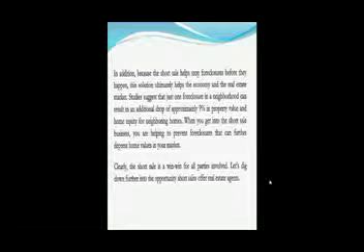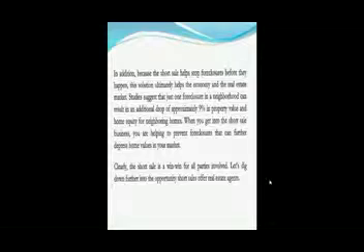In addition, because the short sale helps stop foreclosures before they happen, this solution ultimately helps the economy and the real estate market. Studies suggest that one foreclosure in the neighborhood can result in an additional drop of approximately 9% in property value and home equity for neighboring homes. When you get into the short sale business, you are helping to prevent foreclosures that can further depress home values in your market. Clearly, a short sale is a win-win for all parties involved.